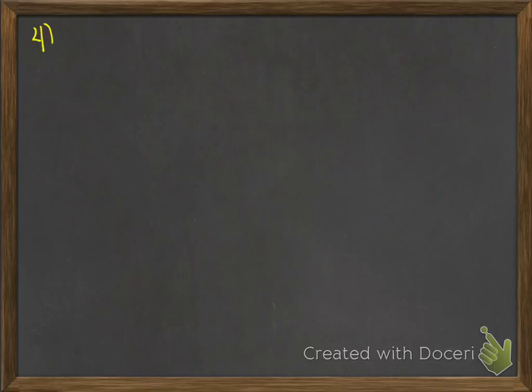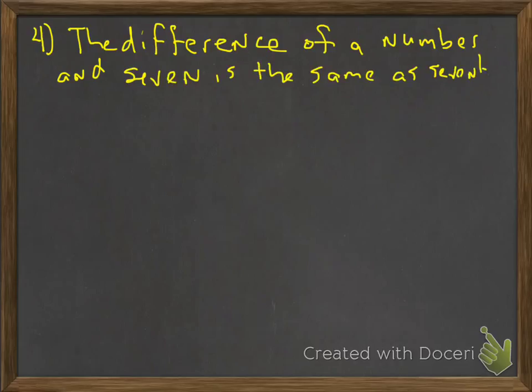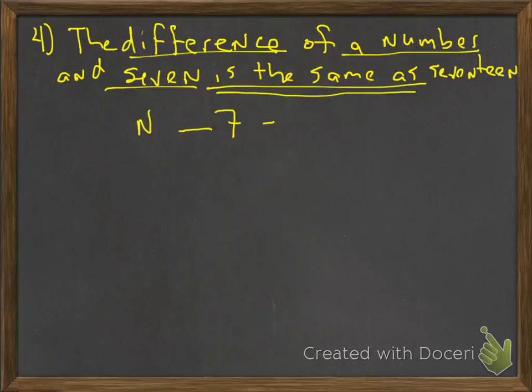Anyways, number 4. The difference of a number and 7 is the same as 17. Now notice on this one, there is nothing in front of the word difference, like something times the difference. It's just the difference. So in this case, I'm going to subtract a number and 7, and then the same as means equals 17. Okay, now let's look at the next section.